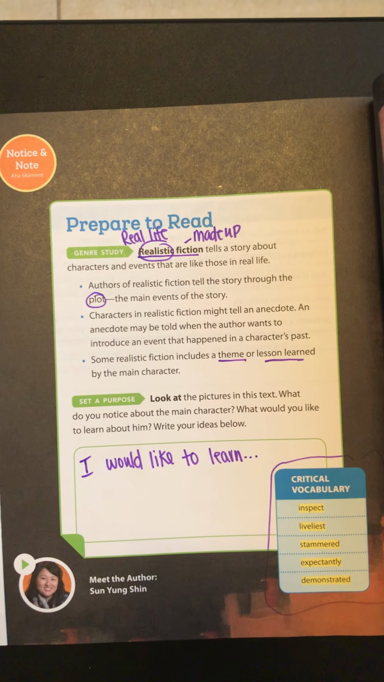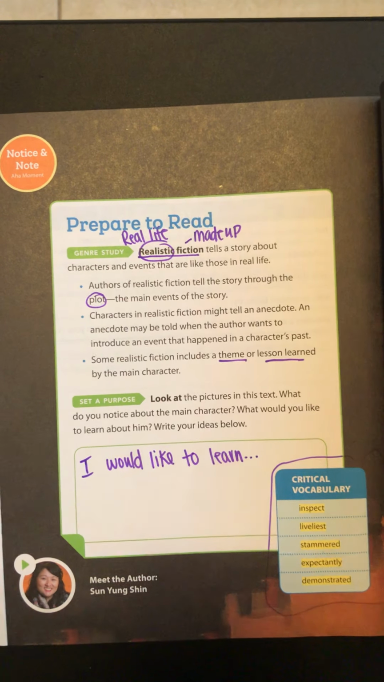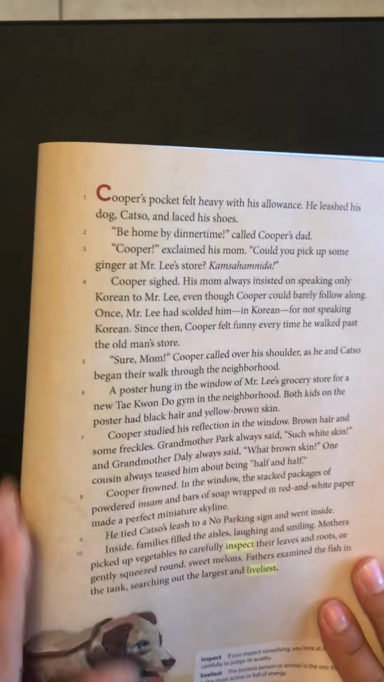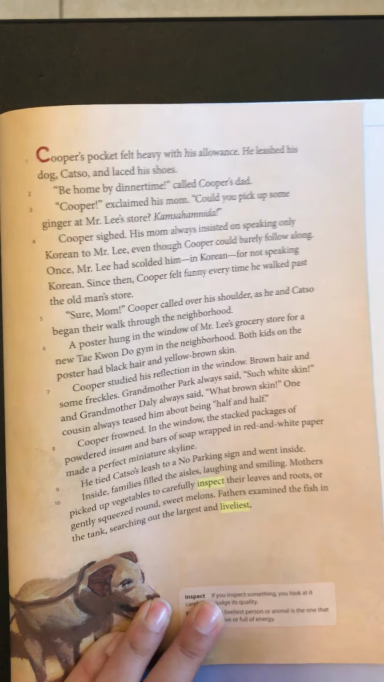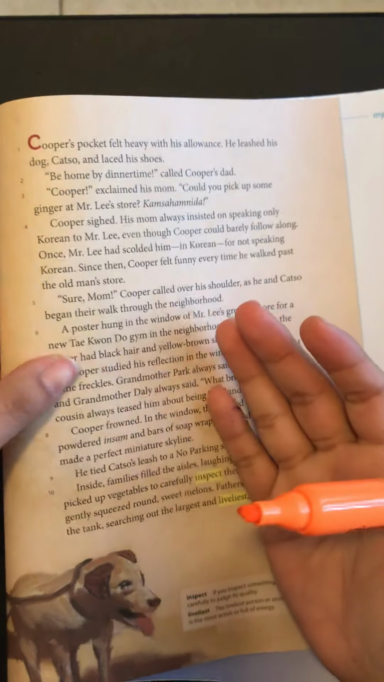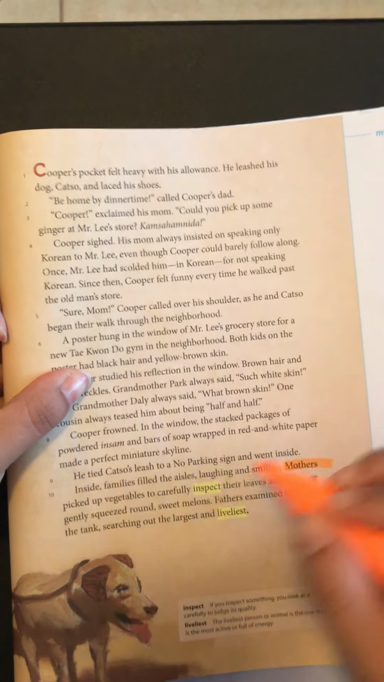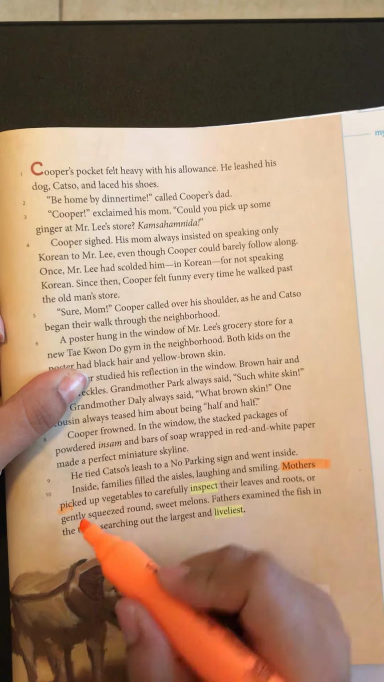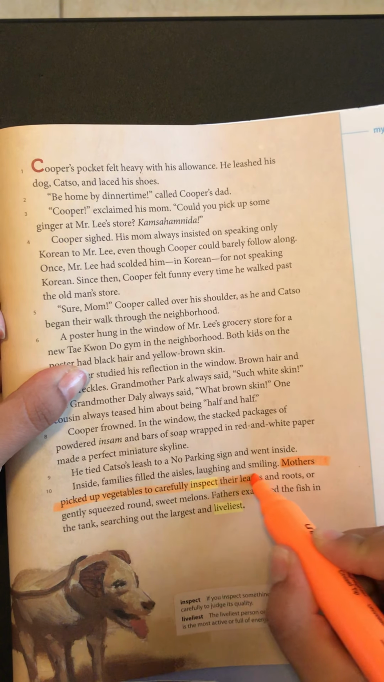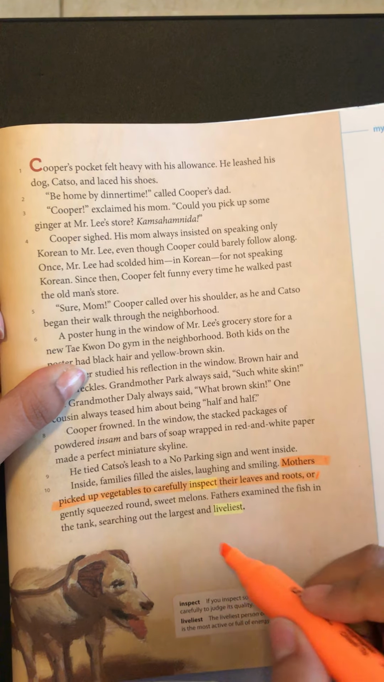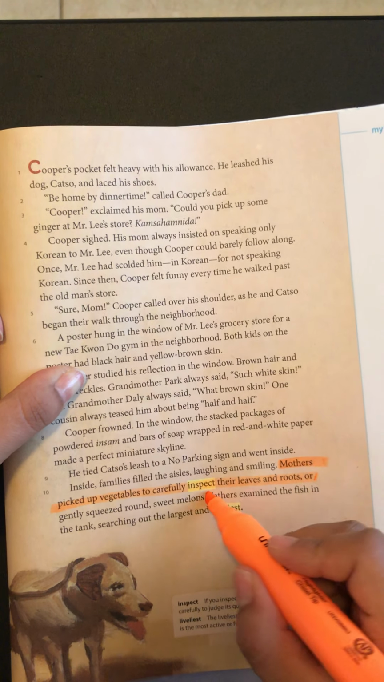We have inspect, liveliest, stammered, expectantly, demonstrated. Make sure, boys and girls, when you bump into any of our vocabulary, for example, on page 347, we have 2 vocabulary words. Make sure if you have a highlighter, go ahead and highlight it. If you don't have a highlighter, just underline. So we have a sentence right here. It says, mothers picked up vegetables to carefully inspect their leaves and roots, or gently squeeze round sweet melons.